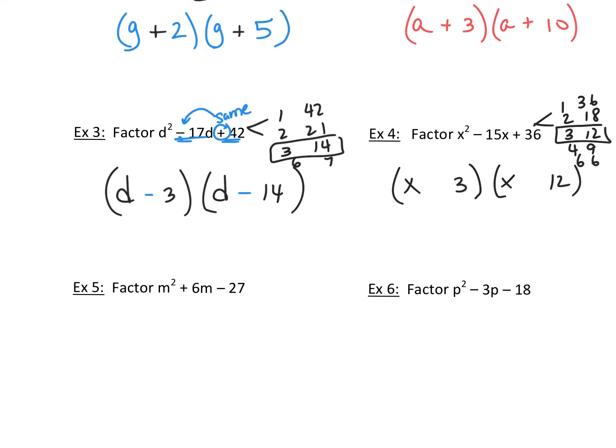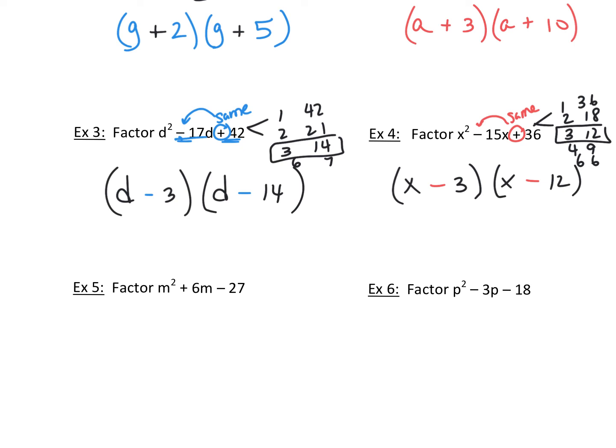3 and 12. Now, go to the sign at the end. That tells me the signs are the same. They're either both positive or they're both negative, but I go to the middle. That minus there tells me that they were both negative, which makes sense, again, because negative 12 times negative 3 is positive 36. But when I add negative 12 plus negative 3, I get a sum of negative 15.